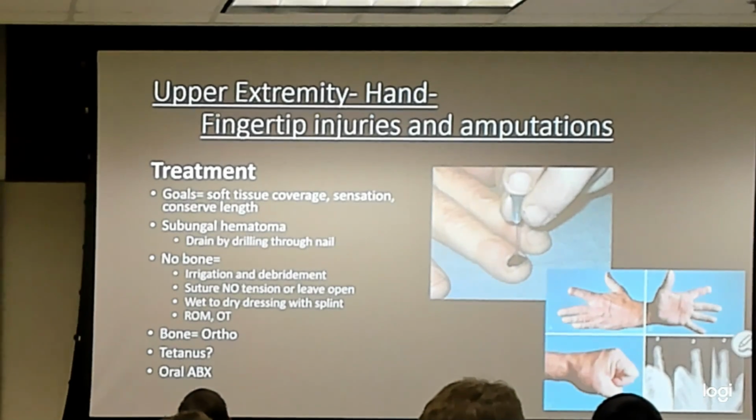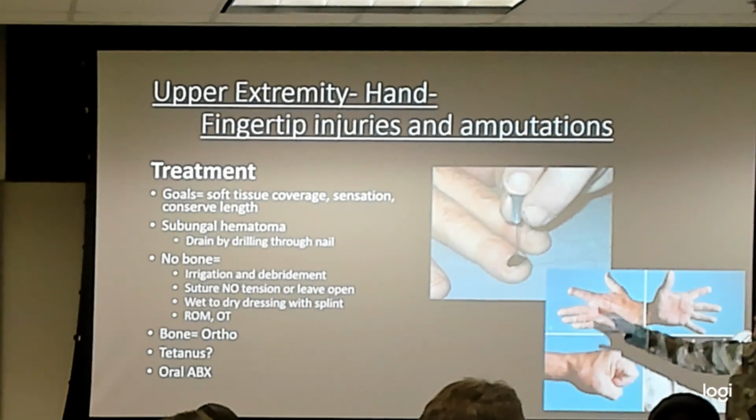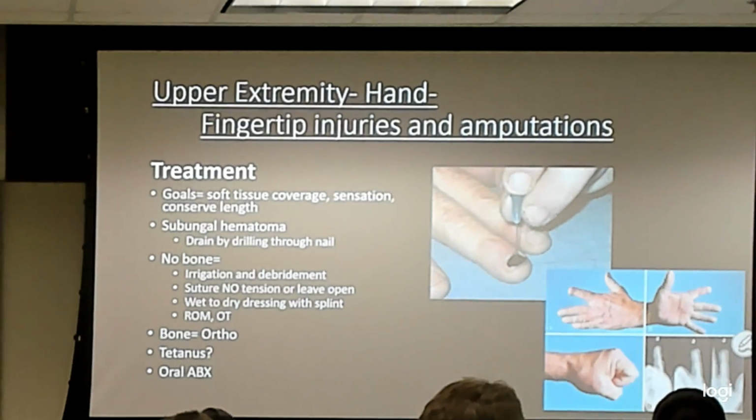because that allows them to do things like type and fine motor skills. Lesser injuries may have a subungual hematoma. That's what's in this middle picture here. It's a blood blister underneath the nail, so the blood is trapped underneath the nail. These can be incredibly painful. If you look at somebody's finger and think they're blowing that out of proportion, it's actually a lot of pressure in a space that has a lot of nerves. To treat that, we're going to drain it by drilling through the nail.